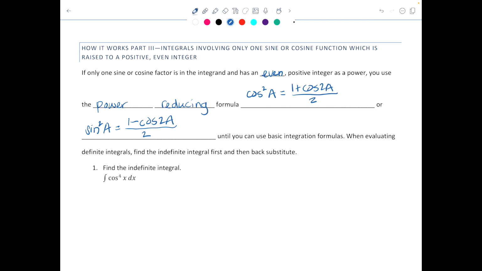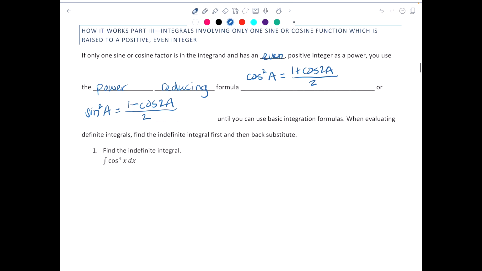So again, you can evaluate the indefinite integral first and then evaluate your limits of integration at the end after you find your antiderivative. All right, so here we go. Let's do this. We only have cosine functions. So if you were to do u equals cosine x, du is negative sine at x dx, you don't have a sine at x to do that. So we need to reduce this power.